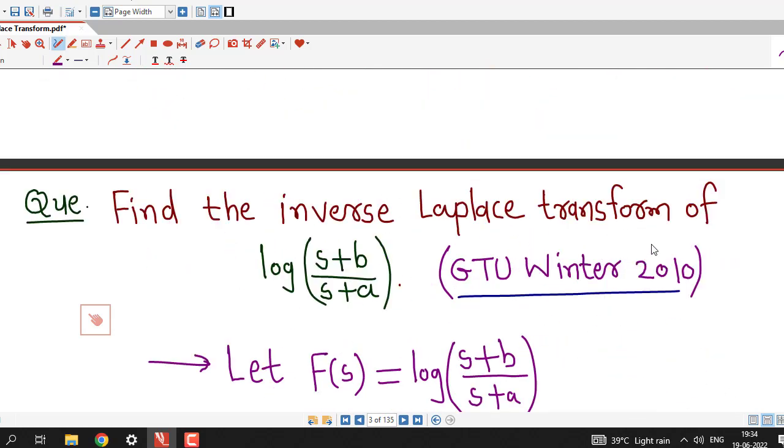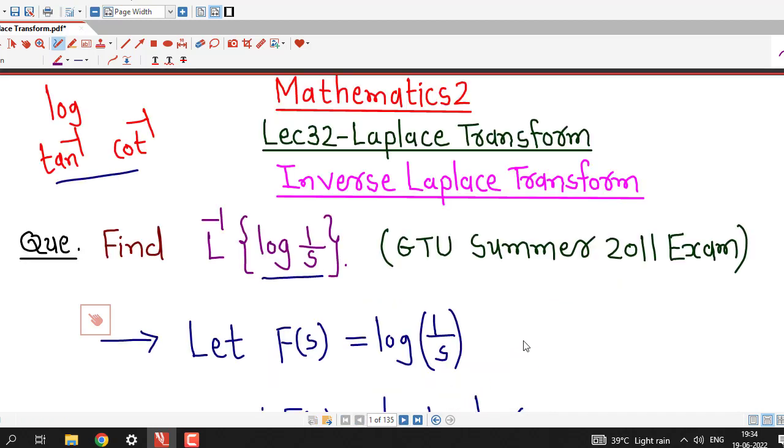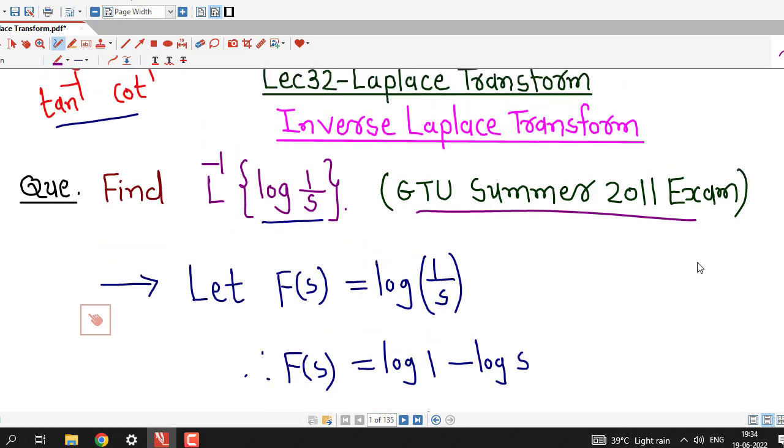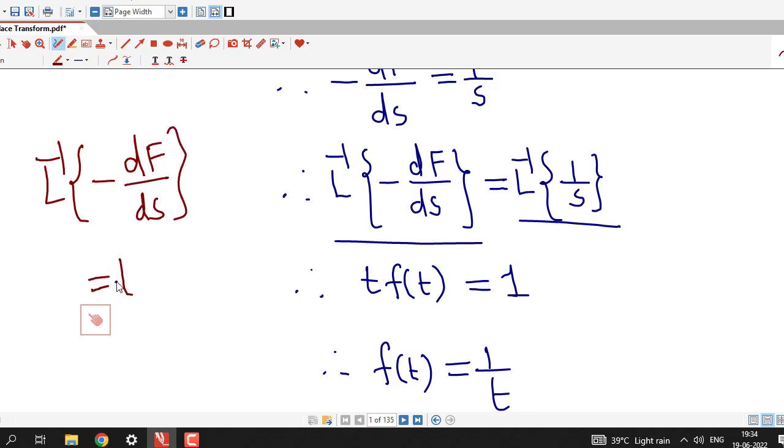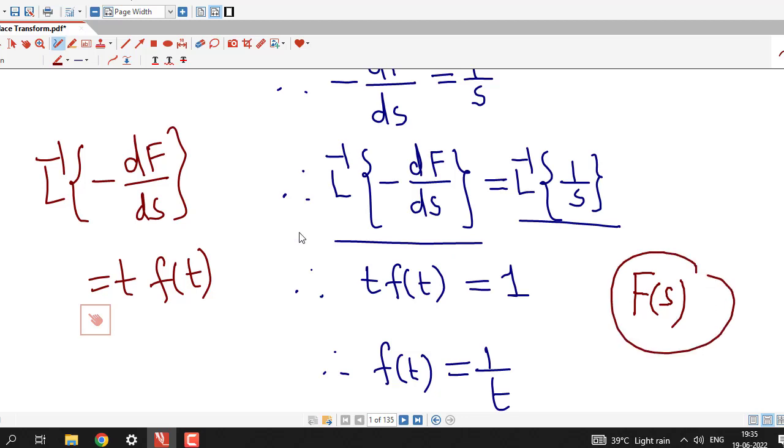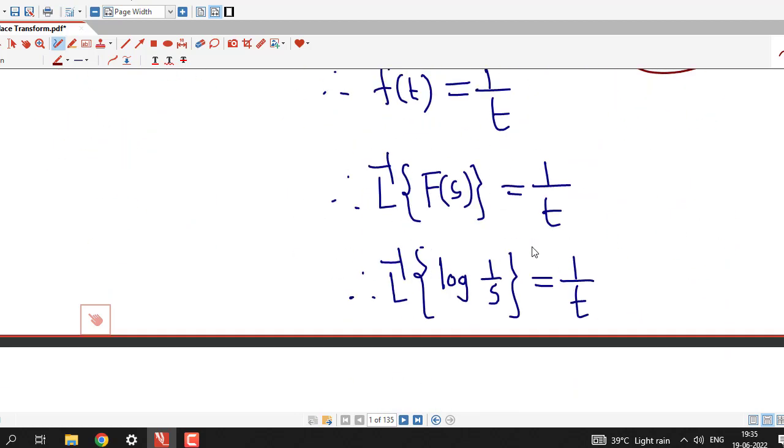This question was asked in the GTU Winter 2010 exam, and it was also asked in the GTU Summer 2011 exam. In both questions we are just using this formula: the inverse Laplace transform of negative of dF by ds equals t times f of t. For that, first we denote the given function by capital F of s, then we find minus dF by ds, and then we take the inverse Laplace transform on both sides.